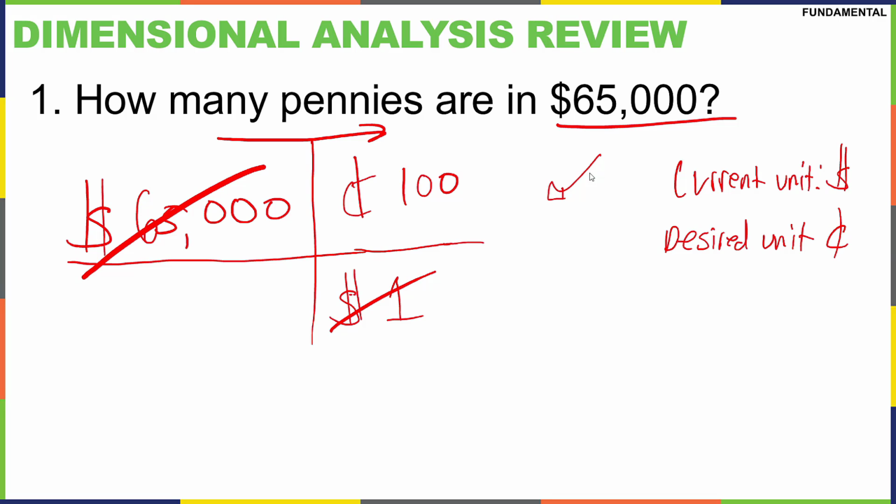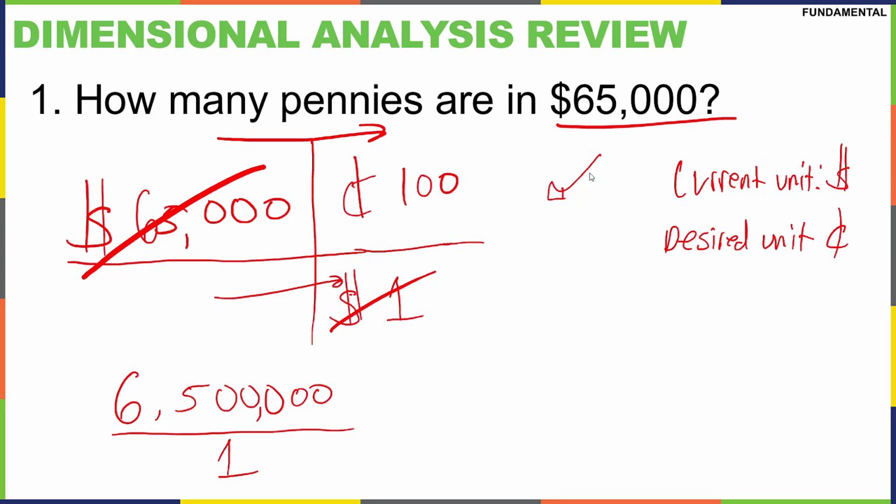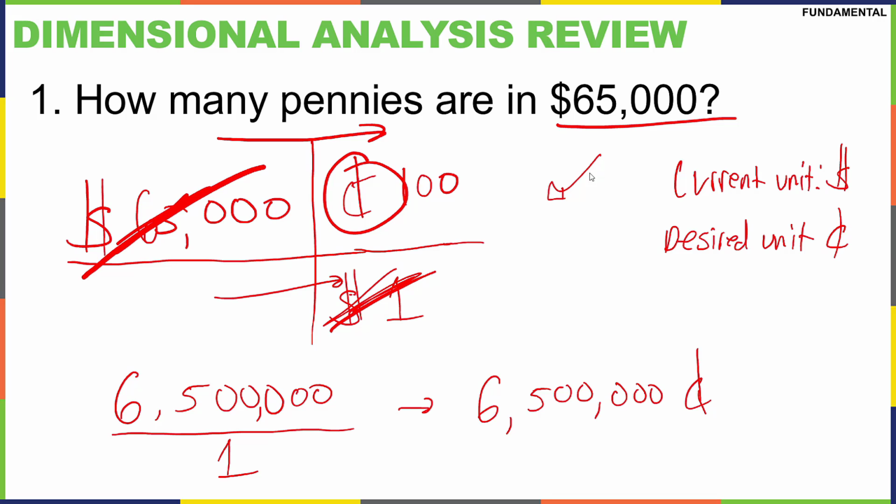All right, so we're just going to multiply the numerator straight across. 6,500,000. So this is your numerator multiplied straight across. Now we've got to multiply our denominator straight across, and that is simply over 1. So that simplifies to 6,500,000. And what unit are we in again? We're in cents because we canceled dollars out. And that's dimensional analysis.